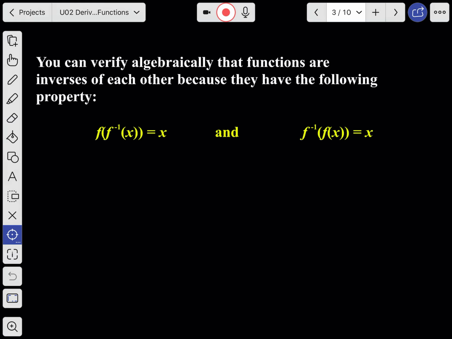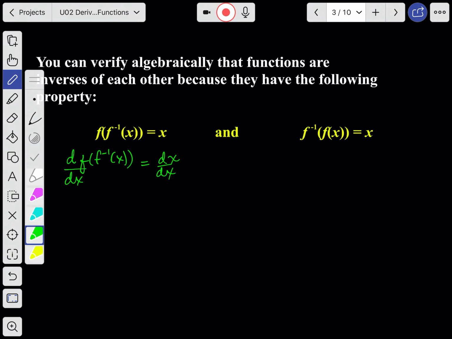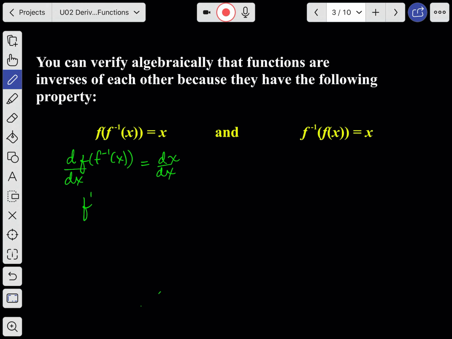As long as we do the same thing to both sides, algebraically it stays the same. So in this case, let's go ahead and take the derivative on both sides. d dx of f inverse of f of x, taking the derivative with respect to x on the left, and take the derivative with respect to x on the right. Well, on the left side, we have a composition of functions. That means we have the chain rule. And the chain rule says that you take the derivative of the outside function with the inside, times the derivative of the inside function.